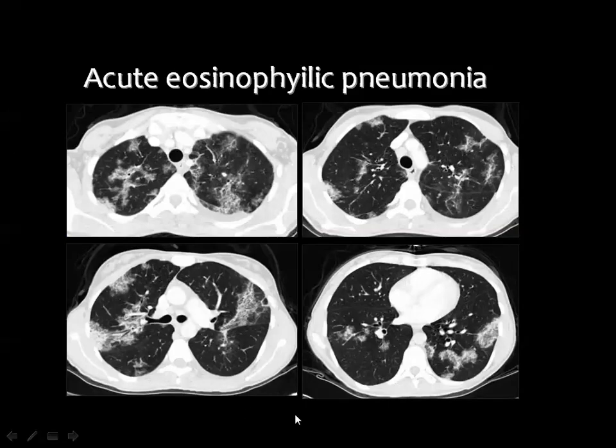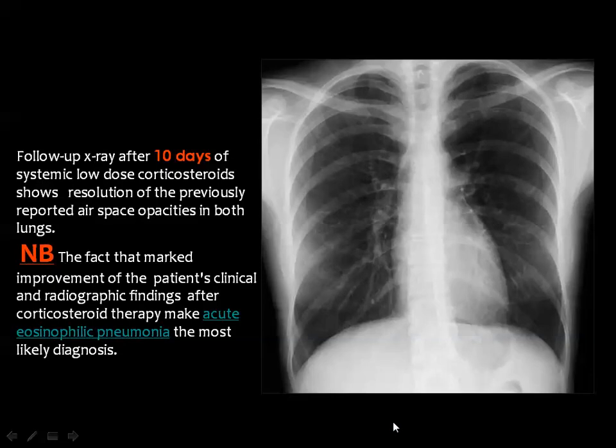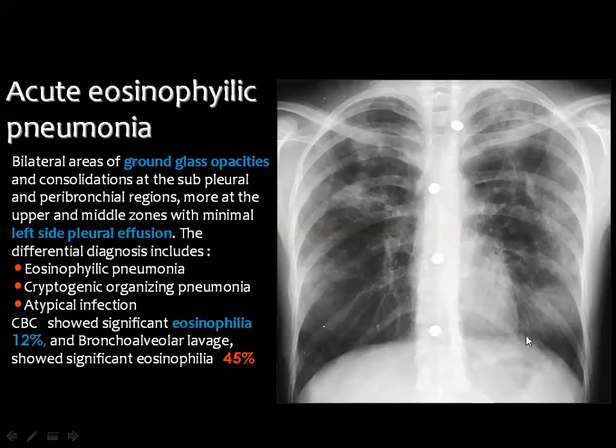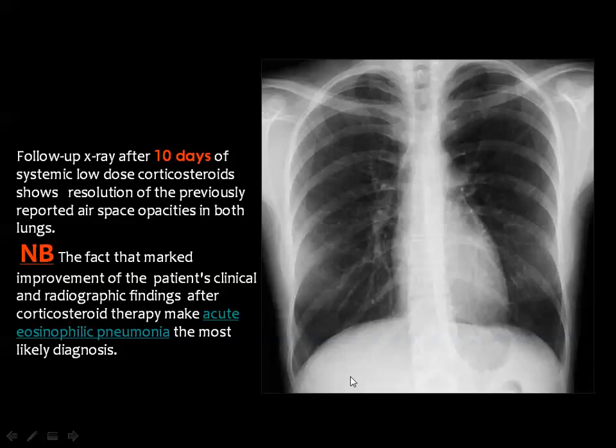Then if you have vague opacities in the lung, and you thought that these are pneumonic consolidations, and the patient is treated with antibiotics with no response, then think of another type of pneumonia, particularly acute eosinophilic pneumonia, cryptogenic organizing pneumonia, and one of the atypical infections. And this is the follow-up of the same case. You see the opacities, and 10 days after corticosteroid therapy showed complete resolution of the disease.